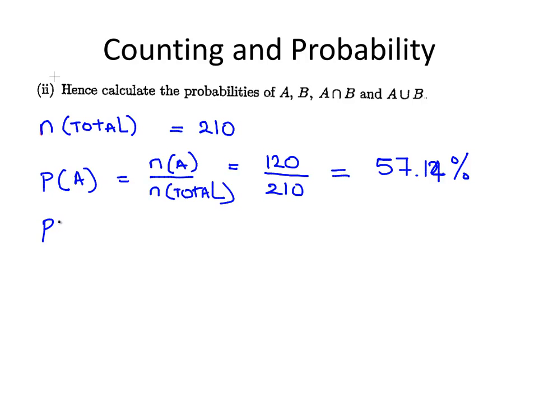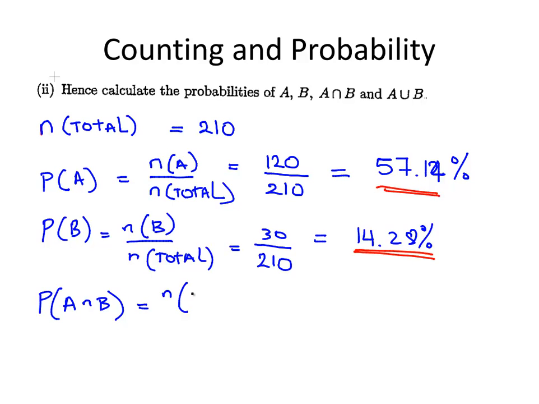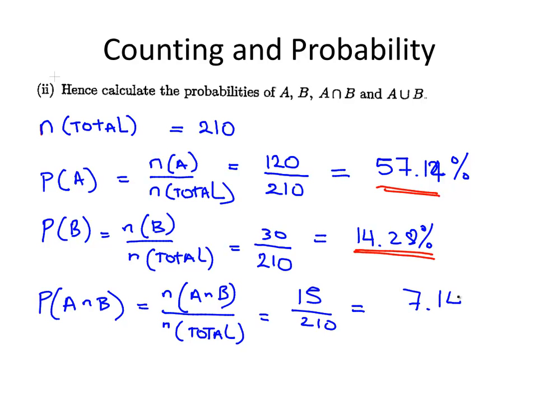Similarly, the probability of B is the number of ways we can have B divided by the total number of ways we can select 3 cards from 7. That's 30 divided by 210, and the answer is 14.28%. Again, just a bit of calculator work. For A intersection B, it's the number of ways that we can have A and B, all over N total. That was 15 divided by 210, which works out to be 7.14%.